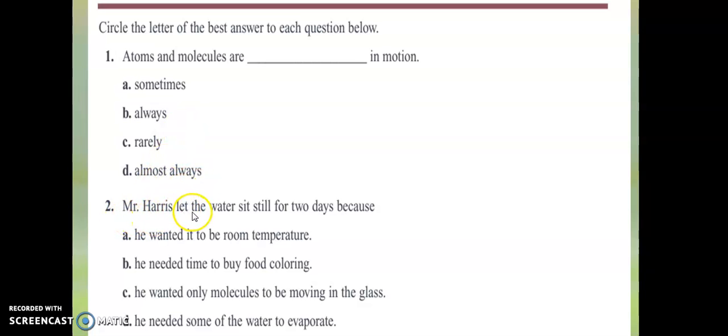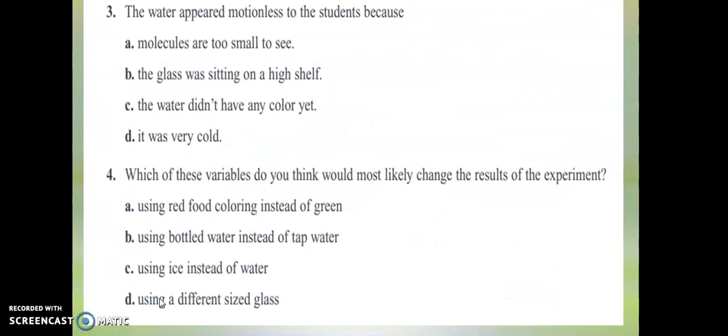Mr. Harris let the water sit still for 2 days because, option A, he wanted it to be room temperature. Option B, he needed time to buy food coloring. Option C, he wants only molecules to be moving in the glass. And option D, he needs some of the water to evaporate. This is the answer. I think it's option C, right? He wants only molecules to be moving in the glass. That was the idea of the experiment.